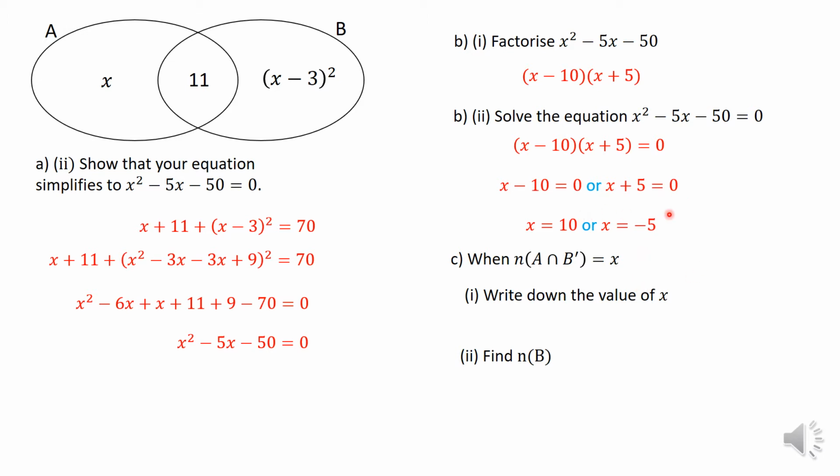So you're not going to invalidate any answer. They said solve the equation. Part C says the number of elements that is in A intersect B complement, which basically is this little x region here, right? You're supposed to find that the number of elements is x.